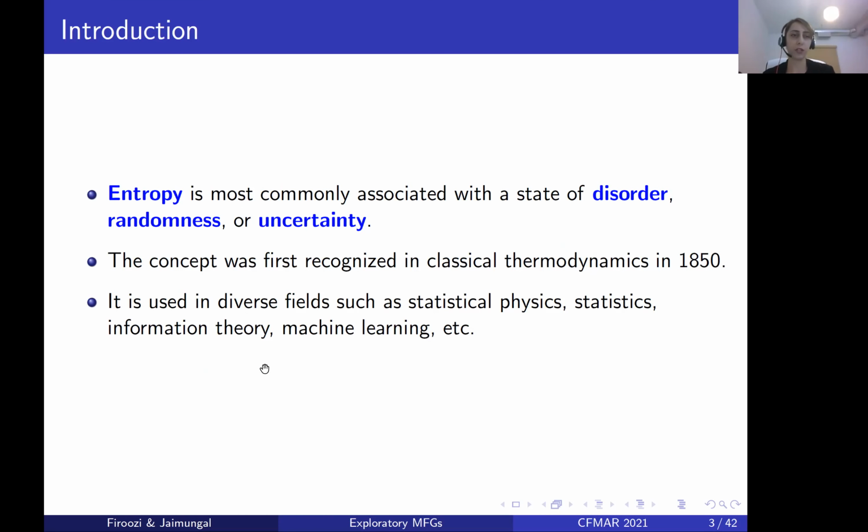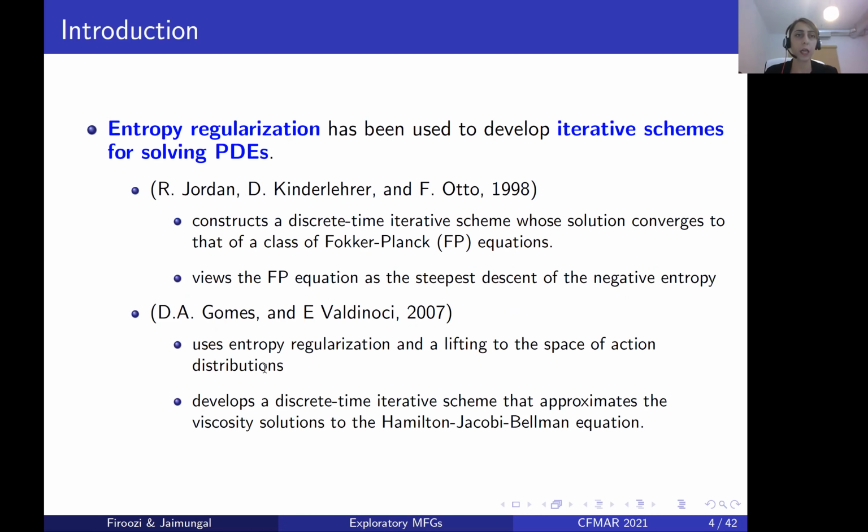I'm sure that everyone more or less is familiar with the concept of entropy. It is associated with the state of disorder, randomness, or uncertainty in systems. This concept was first recognized in classical thermodynamics in the 19th century. Nowadays it is used in diverse fields such as statistical physics, statistics, information theory, machine learning, etc. Its applications are far-reaching. It is even used in chemistry and in weather science as well.